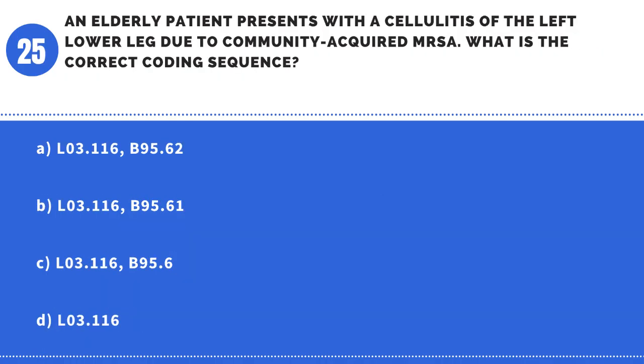Question 25. An elderly patient presents with a cellulitis of the left lower leg due to community-acquired parasitic. What is the correct coding sequence? A.